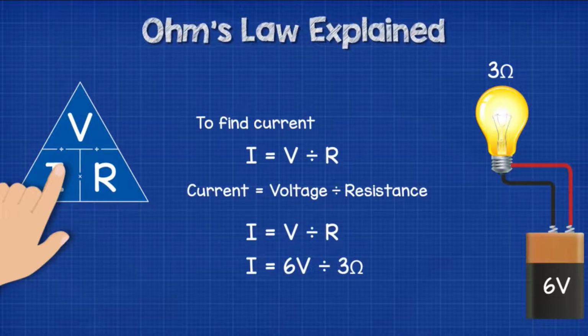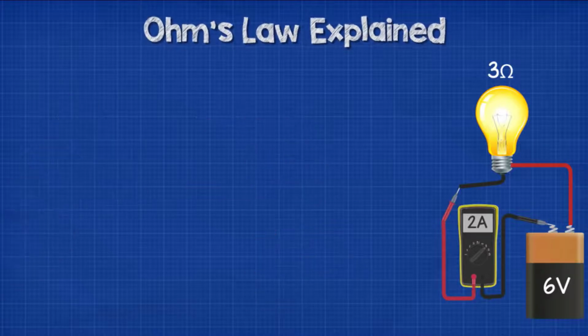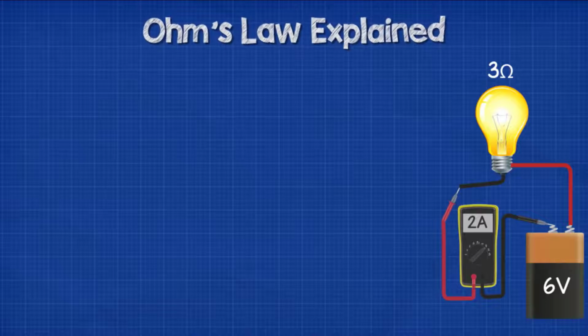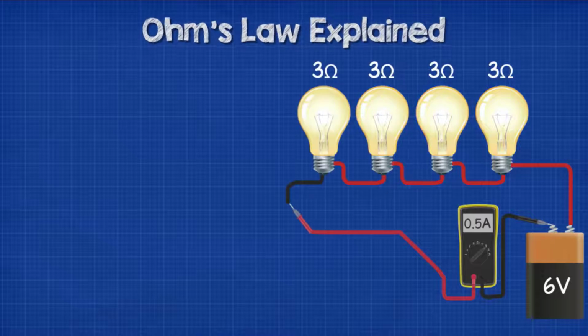We know the voltage is 6 volts and the resistance is 3 ohms, so the current is therefore 2 amps, and that's what we see on the multimeter. So we saw what happens when we use a resistance of 3 ohms in the circuit. But if we double the resistance to 6 ohms by placing another 3 ohm lamp into the circuit, the current halves to just 1 amp. If we double the resistance again to 12 ohms, the current will halve again to 0.5 amps.